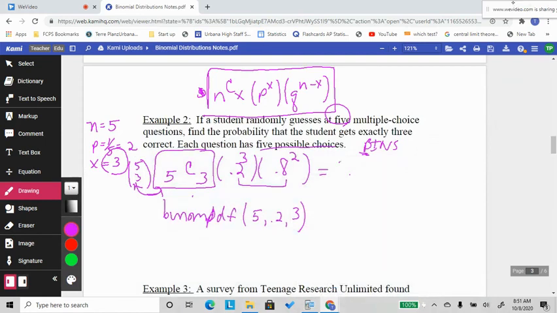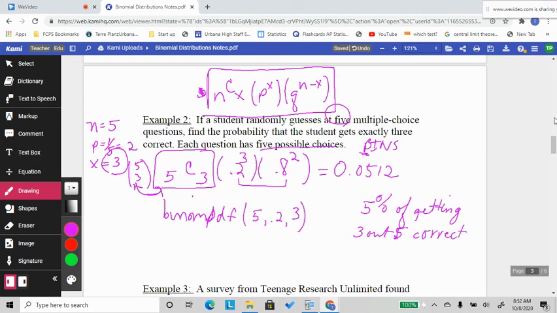0.0512. So what does that mean? That means that you have approximately a 5% chance of getting 3 questions. Not a good chance of getting 3 out of 5 questions right if you're totally guessing. So that's what that's saying to you. All right, let's look at the next one.